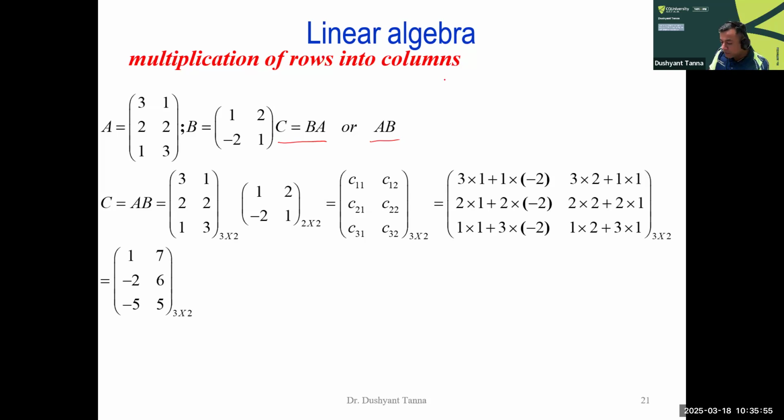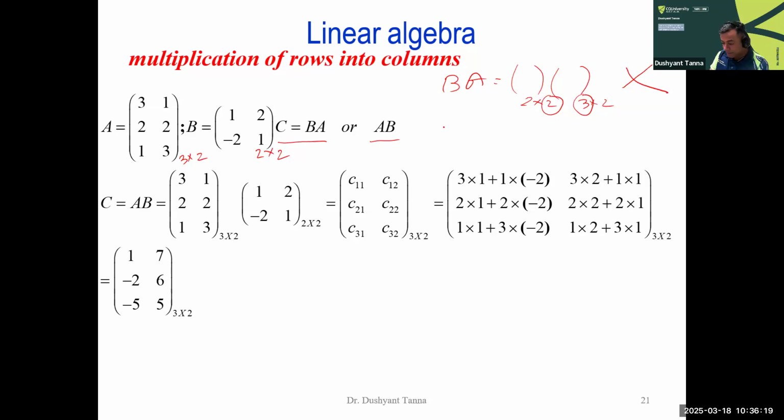Okay, let's say I wanted to talk about BA. What is B? This is 3 rows and 2 columns. This is 2 rows and 2 columns. So 2 by 2 and 3 by 2. Columns of B is not the same as rows of A. So this one is not defined.